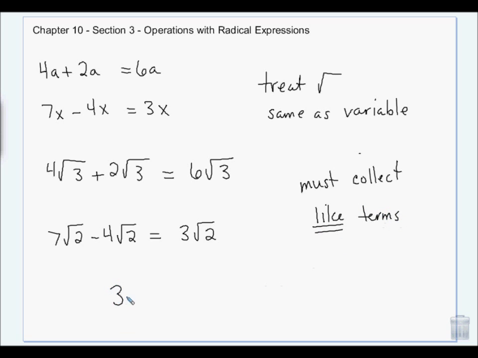So if I have, say, for example, 3 times the square root of 2 plus 4 times the square root of 6, these don't match. Because they don't match, I can't add them. This would be the same as if I tried to add 3y plus 4x. I can't add those, so I can't add these. They have to match.